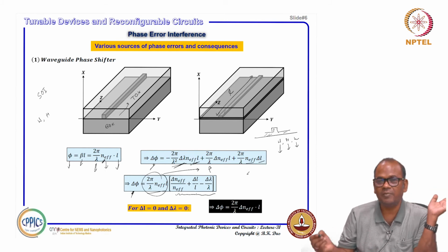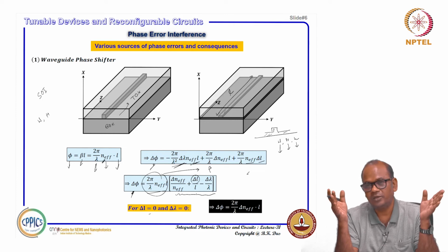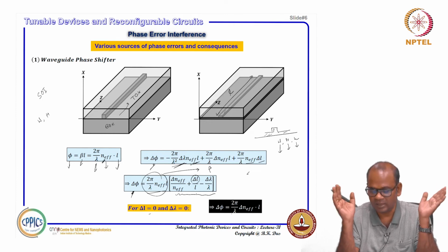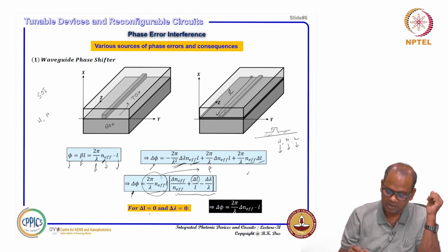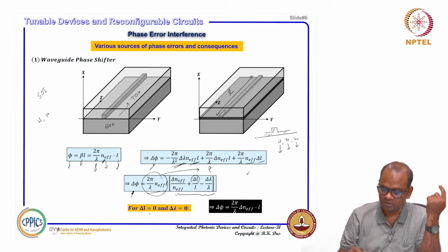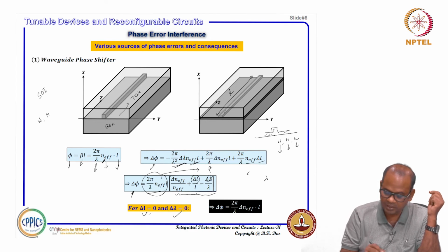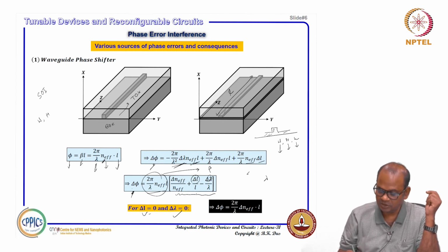That means length variation is not happening, because you wanted a certain length of waveguide device, and you can fabricate that more or less accurately. And suppose your operating wavelength is fixed, lambda, so that means delta lambda also will be 0. So, delta L equal to 0 and delta lambda equal to 0, we can just assume that. If we do so, then delta phi only changes with delta n effective.